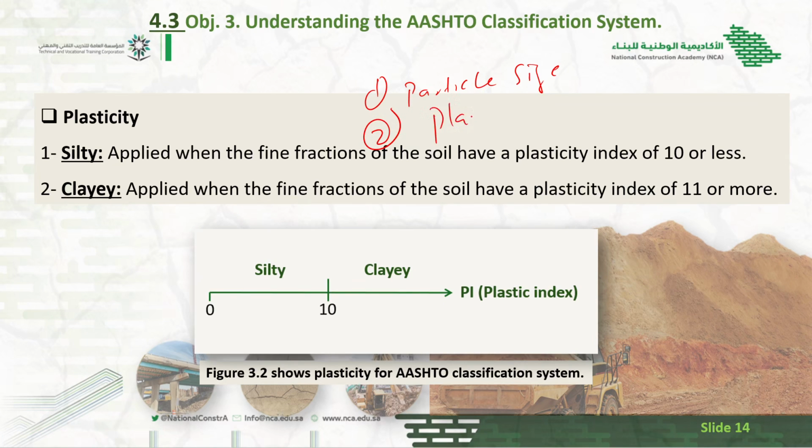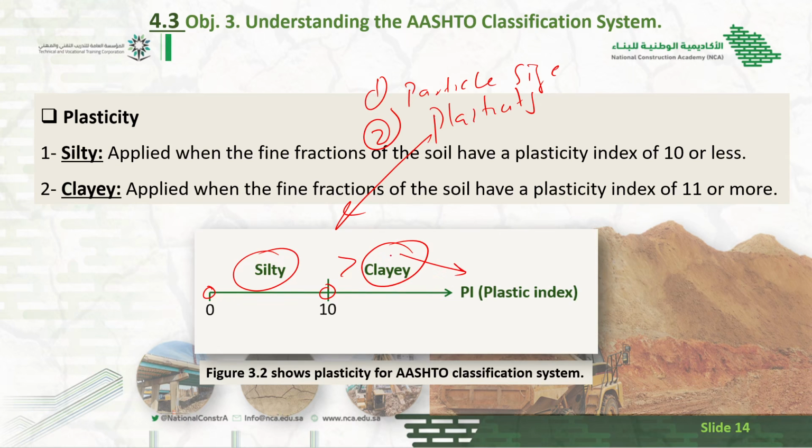The other one is plasticity, or the Atterberg limits. Here, if the PI value, the plastic index, which is liquid limit minus plastic limit, lies between 0 and 10, it is called silty. If it is more than 10, it is called plastic clay. As we know, the plastic index is the number which tells us how plastic the soil is in nature.